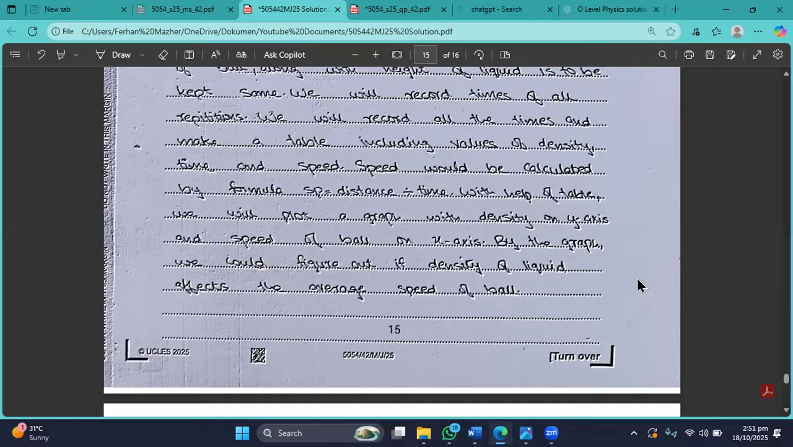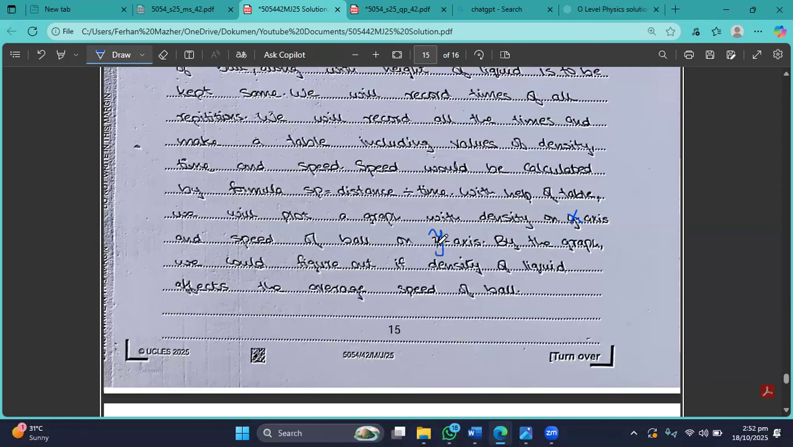You see here she made a mistake. In the graph, the density should be on the x-axis. Here, she should write x-axis, okay? You see, the student makes mistakes, okay? So the density is supposed to be represented on the x-axis, and the speed of the ball should be represented on the y-axis.